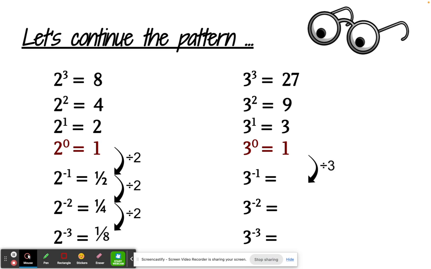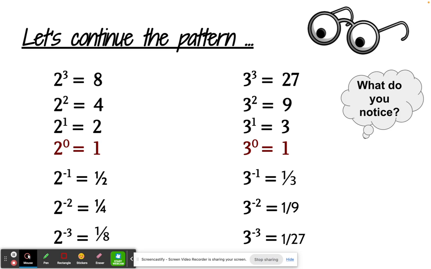Let's look at our 3's. If I divide 1 by 3, my 3 to the negative 1 power would be 1/3. If I divide 1/3 by 3, my 3 to the negative 2 power would be 1/9. And if I divide 1/9 by 3, my 3 to the negative 3 power would be 1/27.